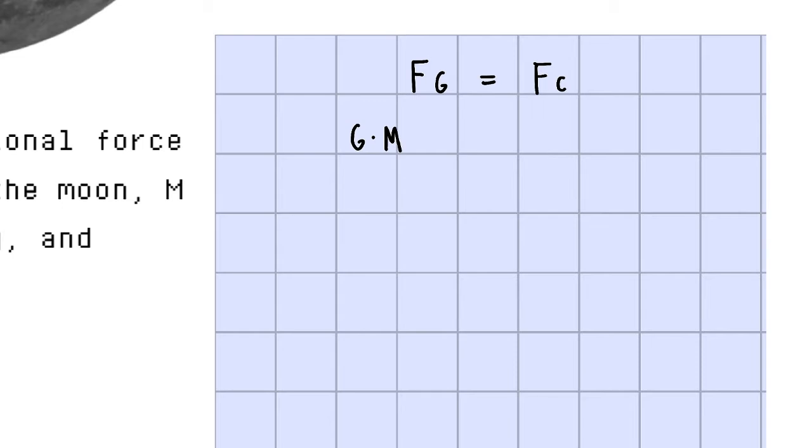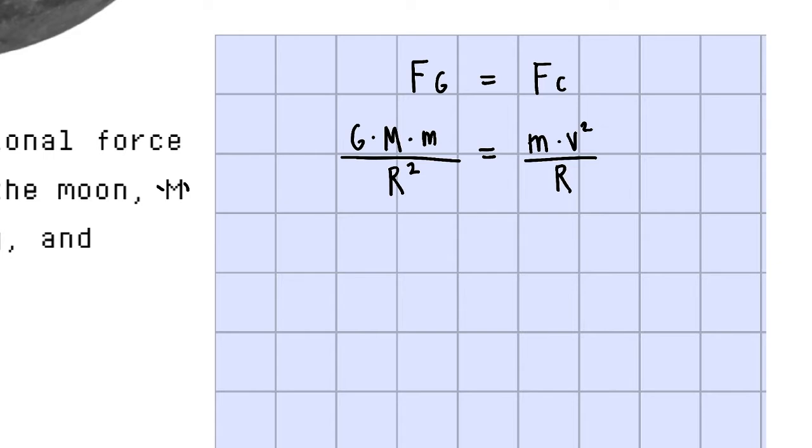All right, so we know that Fg is equal to Fc. We also know that Fg, the force of gravity, is equal to big G times big M times little m all over r squared. And Fc is equal to little m times v squared all over r.